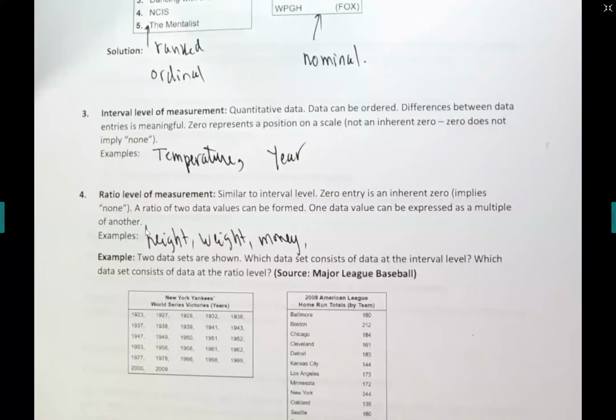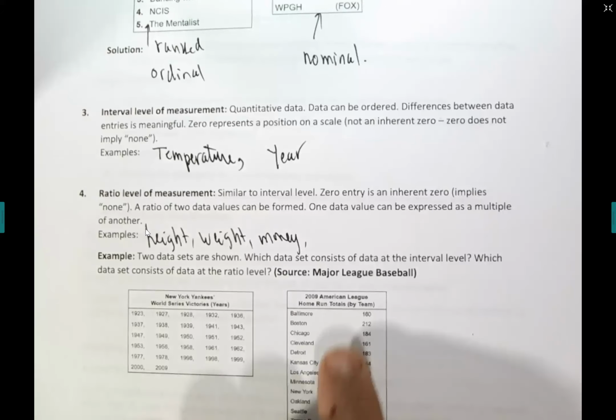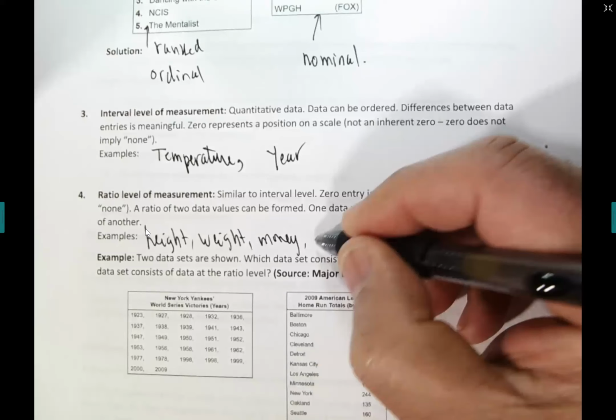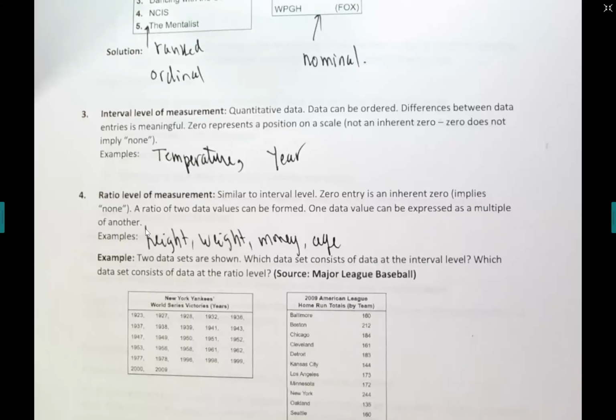The difference has meaning. If someone is 150 pounds and another person is 170, the difference is 20 pounds. It has perfect meaning. And 0 pounds means 0 pounds, means nothing, unlike the temperature where 0 means something. So this is an example of the ratio. Age is also ratio. For example, if someone is 18 and another one is 9, you can say that the 18-year-old is twice as old as the 9-year-old. So it does make sense.